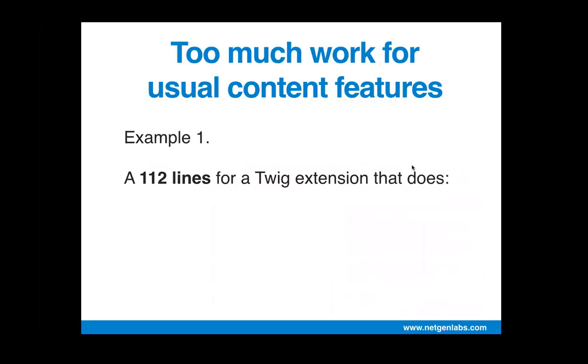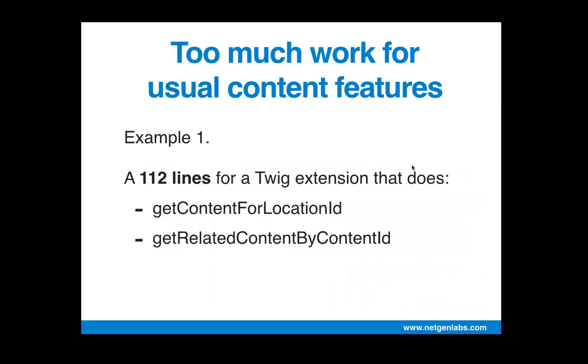For example, we need 112 lines of code to do a twig extension that basically just does two things: gets content for location ID and, for example, gets related content by content ID. These are real use cases from projects that we had. There's a lot of code doing very simple stuff, especially because we were used to some simpler coding in legacy.